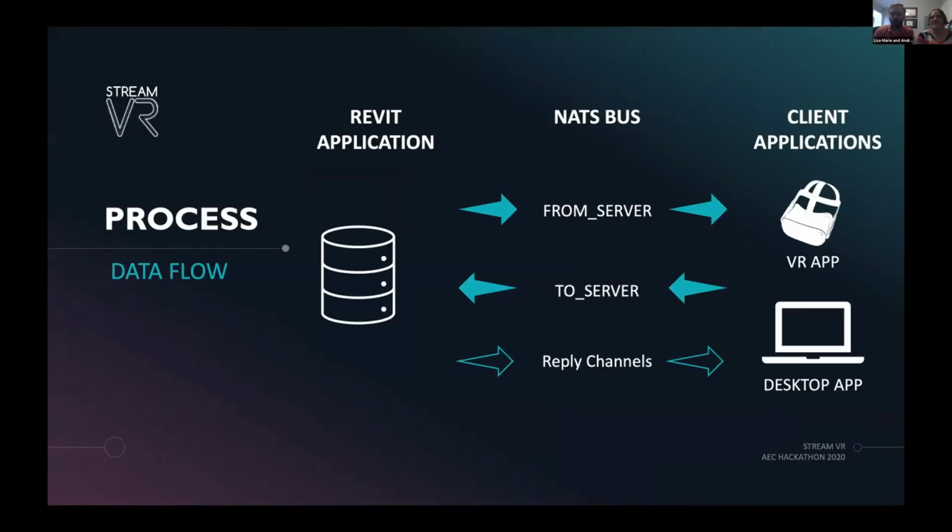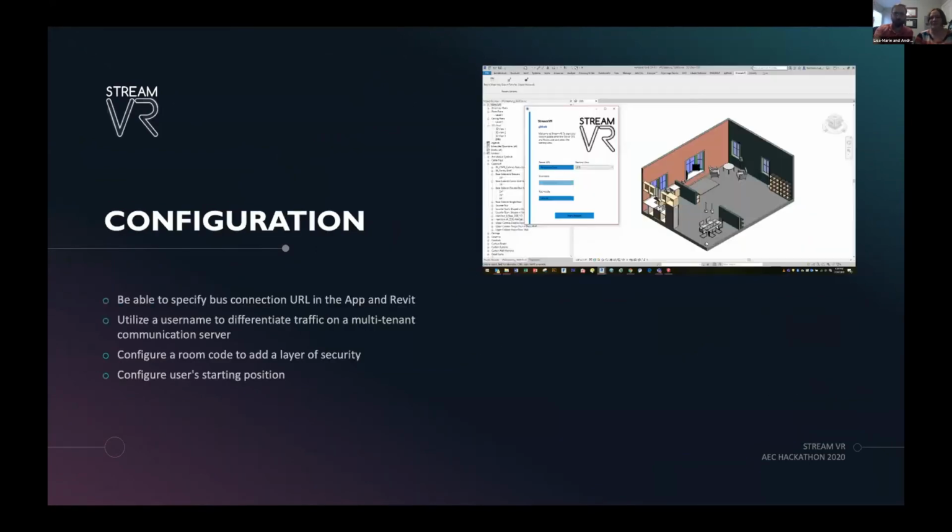So at a high level, our application can be broken down into 3 parts. We have our Revit add-in, we have our VR app, and then in between the two, we have a message bus that allows for this real-time transfer of data between these 2 systems.